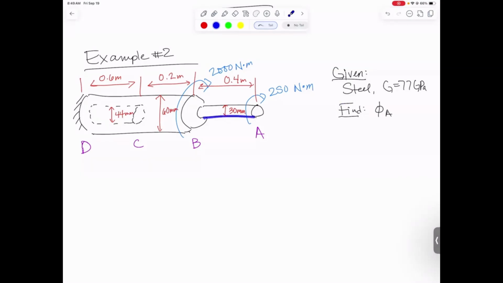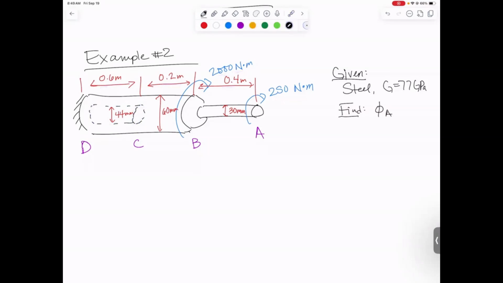This section from A to B is a solid shaft that's 30 millimeters in diameter. From C to B, it's a different solid shaft that is 60 millimeters in diameter. And from D to C, it's actually a hollow shaft, 60 millimeters for the outer diameter. And for some reason, somebody cut a little hole in here. So it's got a 44 millimeter diameter hole in the middle. And we have lengths and we have torques.